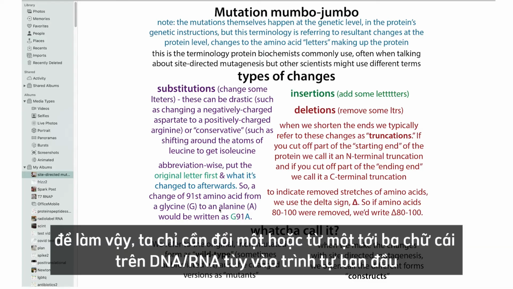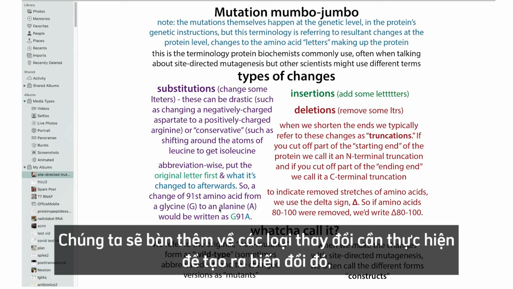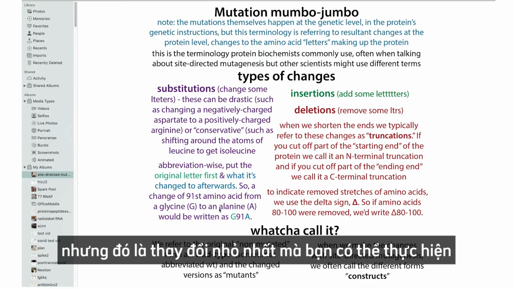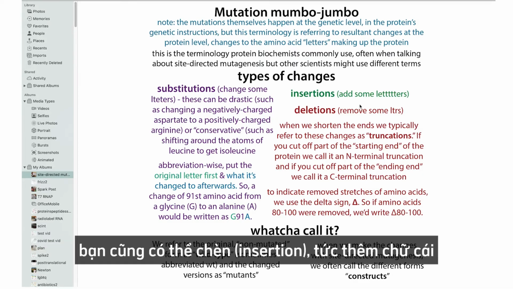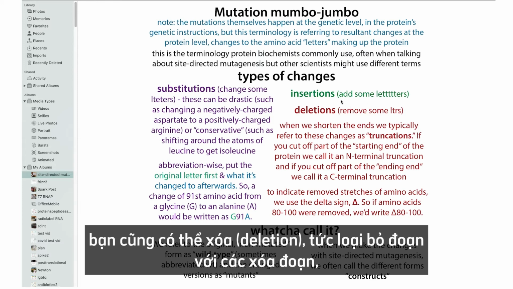And to do this, we only have to change somewhere between 1 and 3 letters, depending on what the sequence originally was, because remember, 3 DNA or 3 RNA letters spell a single amino acid. So we'll talk more about the types of changes that we might have to make, but that's the smallest sort of change you can make. You can also do insertions where you're adding some letters. You can do this in the middle of a protein, or you can add on a tag at the end, various things. Deletions where you're removing things.